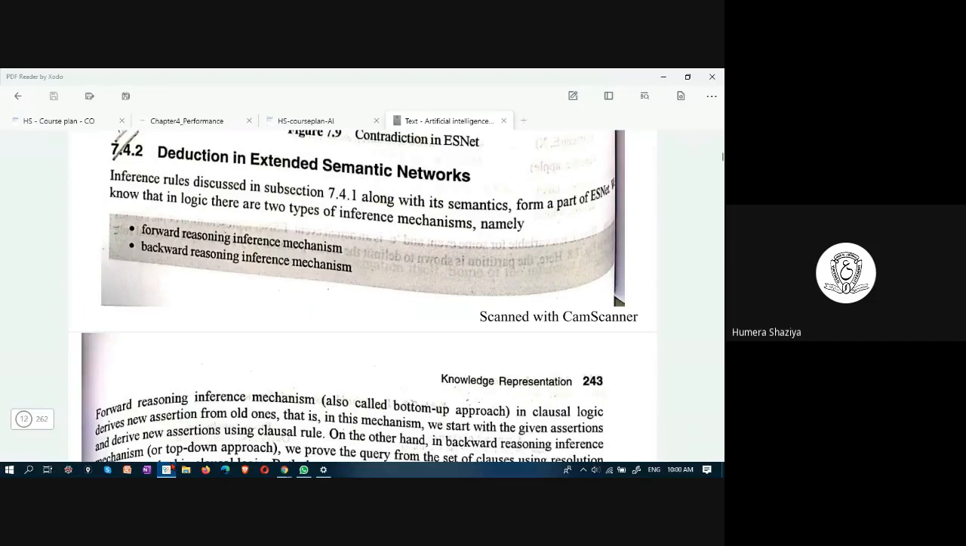Good morning, students. Today's topic of discussion is deduction in extended semantic networks. Let's quickly recapitulate the topic that we covered earlier to form the context for this.